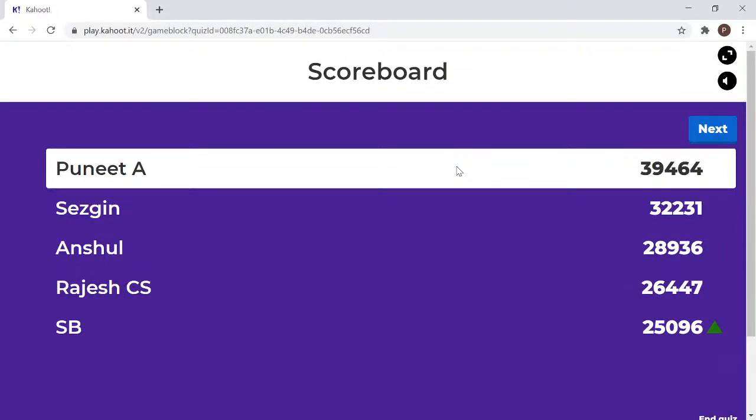and again, SB topping Napster and coming on in the top 5.